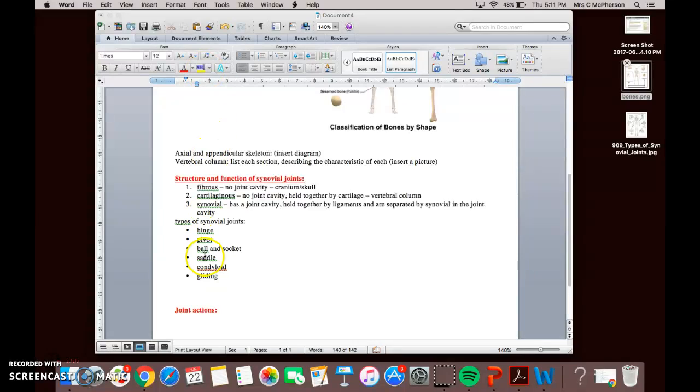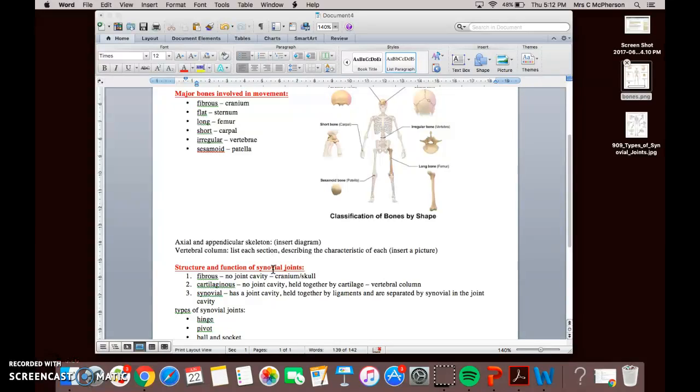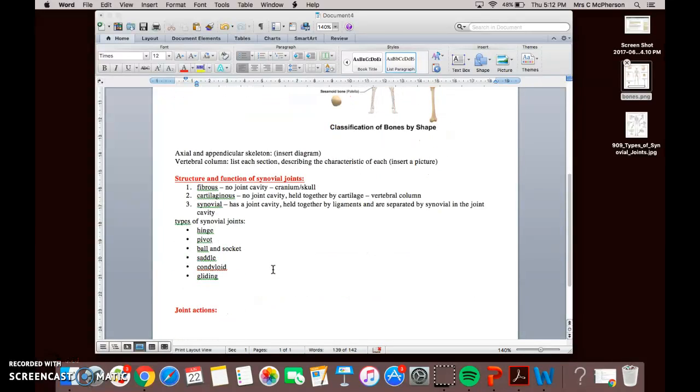Okay, so providing the person looking at your peer review can see that you've identified all these, I've actually gone a step further and I've kind of mushed together in my summary the structure and function of synovial joints, and I've put in the action as well. Okay, so if we've got a hinge joint, an example of that would be at the elbow. And what kind of movement or action does it do? Okay, we've got flexion and extension.